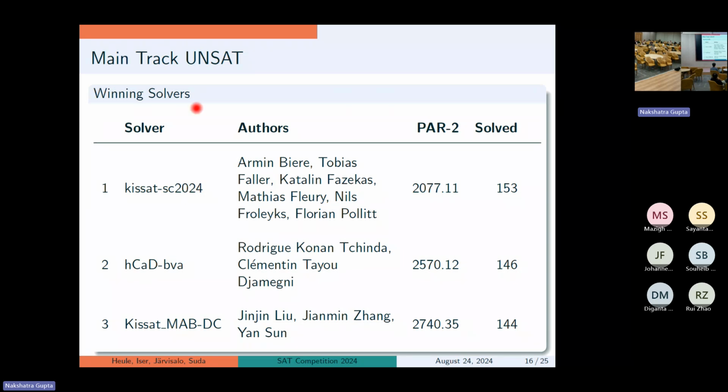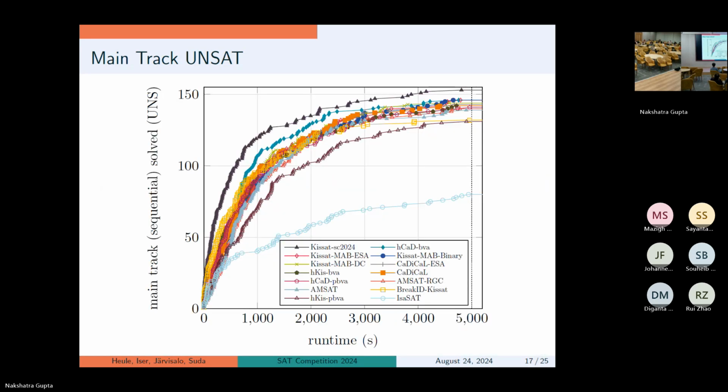Same picture here. Kissat by Biere and all the others, first place. Then we have HKIS BVA by Jinda and Jamengni on the second place. And we have Kissat MAB DC by Jinjin Liu and the others on the third place. Let's applaud them also. You might want to have a closer look when you download the slides from the website.